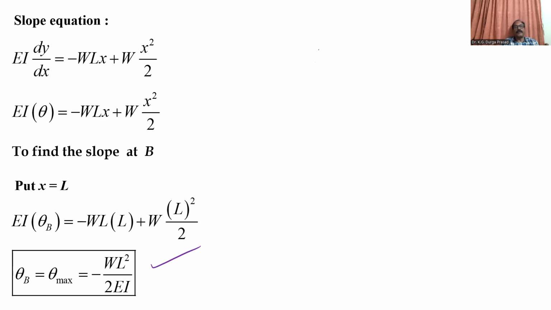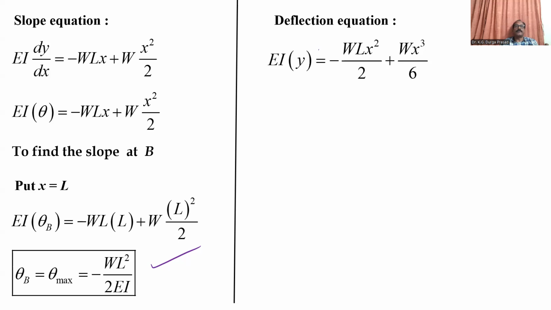Now I want to find the deflection. Slope is already over, now I go for deflection. So which equation are you going to take? The deflection equation. What is the deflection equation? This is your deflection equation: EI y equals minus W... You can see in an earlier slide that this is the deflection equation. We already derived that equation.